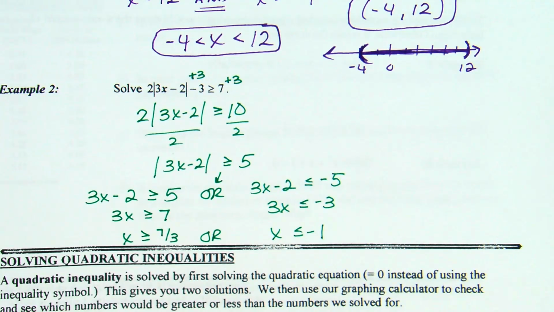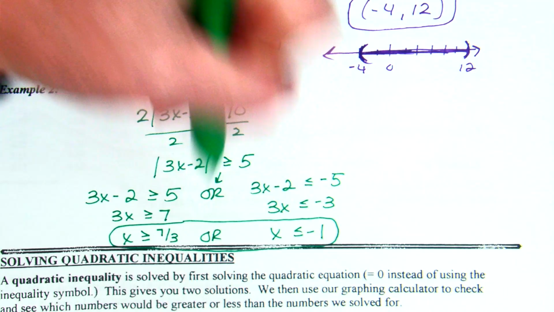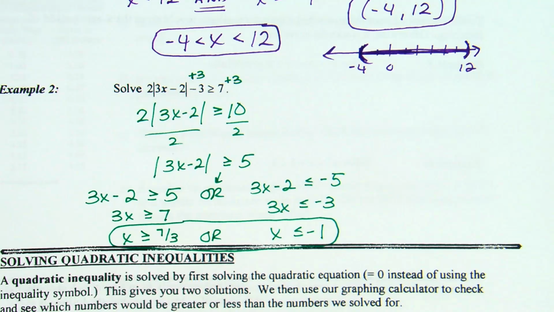Up above, it was an and statement. I rewrote it as a compound inequality. This one is an or statement. What's that mean? I can't rewrite it. Okay? It's going to be listed as an or statement. It cannot go together with just an x in the middle.